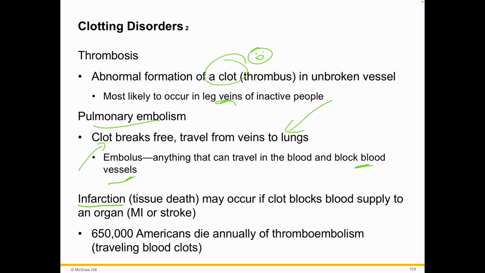Infarction is the process of tissue death as a result of lack of oxygen once the clot has blocked the blood supply to that organ, right? We know that also as stroke, and largely myocardial infarction here.